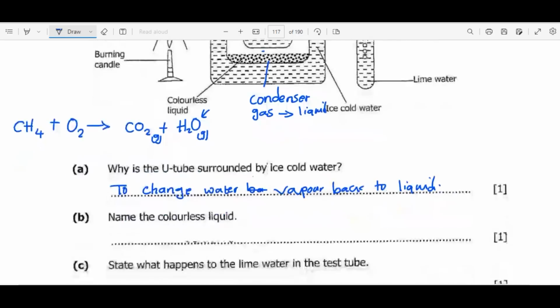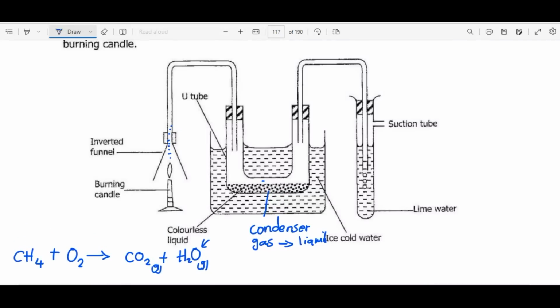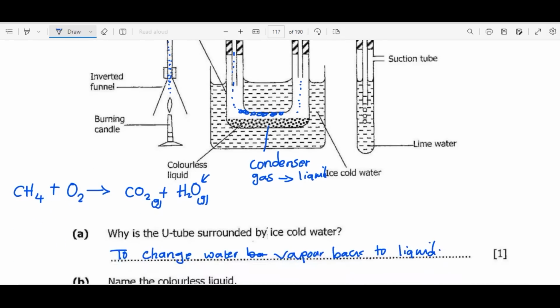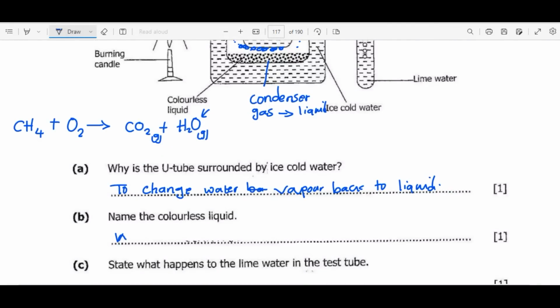Right, so we move on to question B. Name the colorless liquid. So the concept here is that there are two gases that are passing through this U-tube, carbon dioxide and water vapor. Now because of the cooling in this U-tube due to the presence of ice cold water, the water vapor must be converted back into liquid, forming this colorless liquid. Then the carbon dioxide will proceed to lime water. So that's the principle that we have here. So the liquid that we are expected to have here is water.